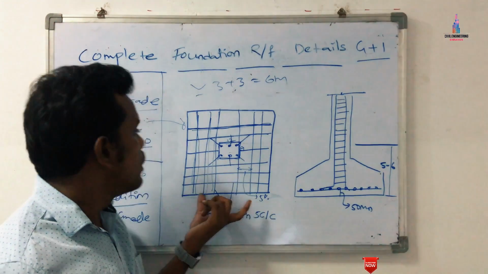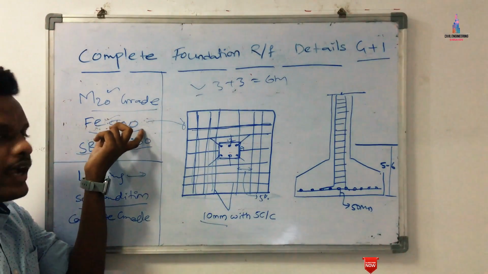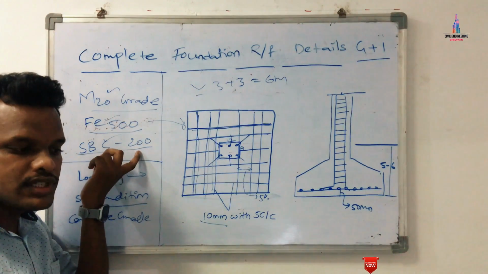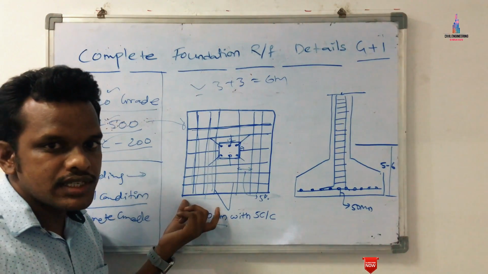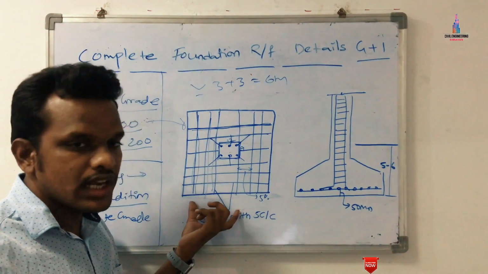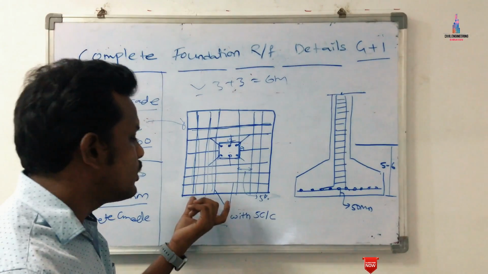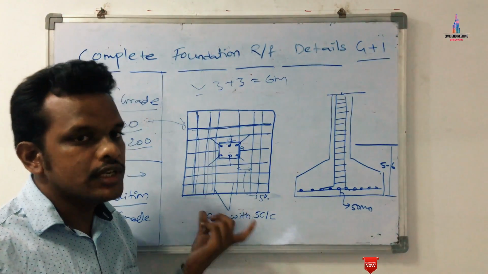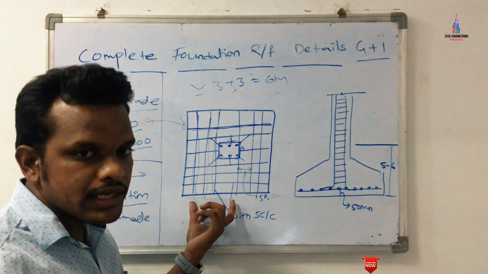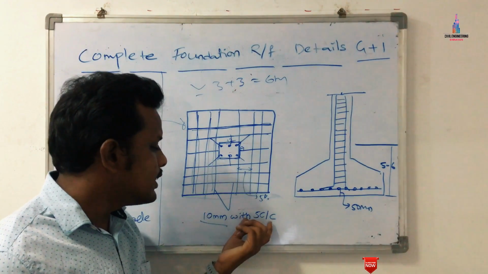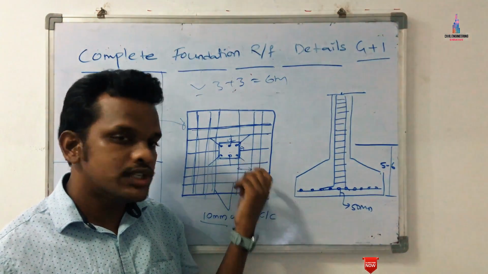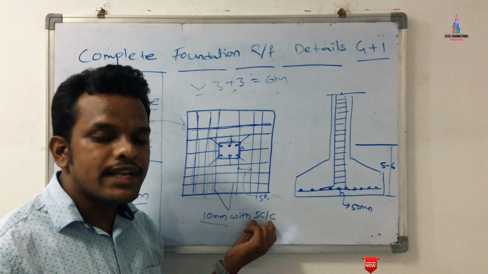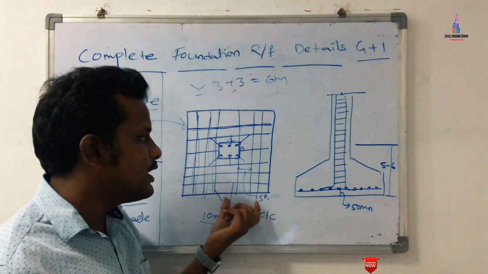If you consider M20 grade concrete, Fe 500 grade steel, and a soil bearing capacity of 200, basically we have to provide a mesh with horizontal bars of 10 mm and vertical bars of 10 mm for this foundation. For this foundation we use a center to center distance between each bar in both horizontal and vertical positions of approximately 5 inches. So this is the reinforcement value front view section.